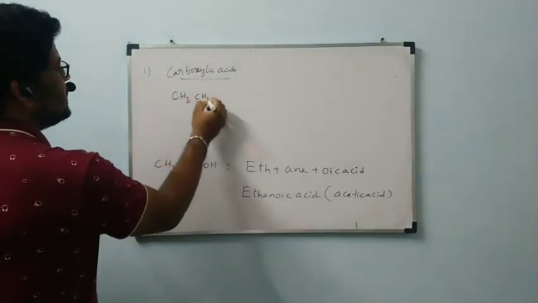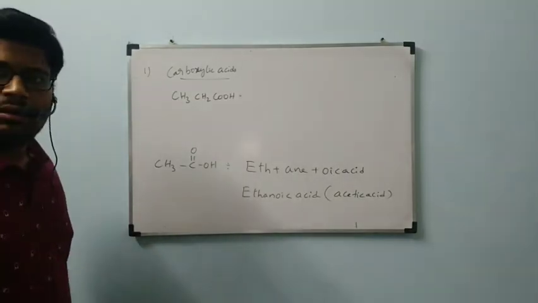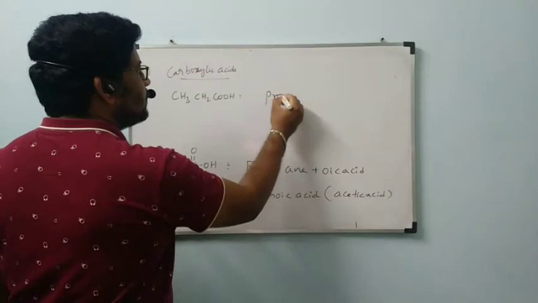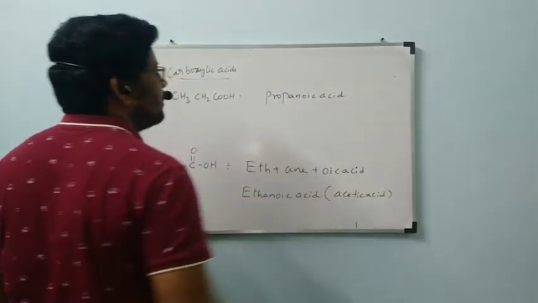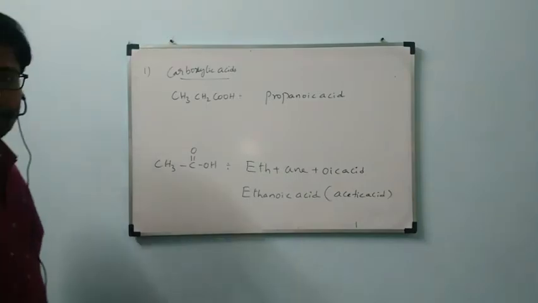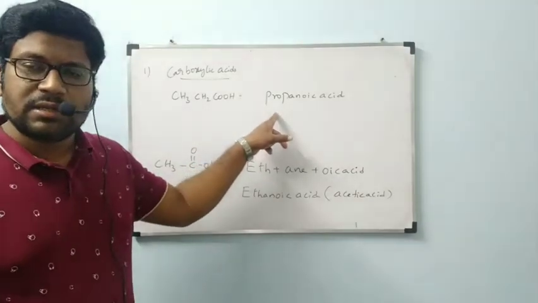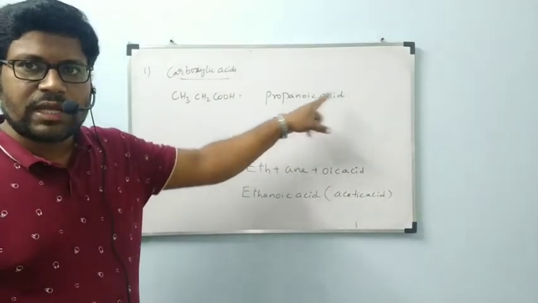CH3, CH2, COOH. What is the name of this compound? Propanoic acid. Three carbons are there totally. 3 carbons, root word prop, all are single bonds, an, propan, carboxylic acid, oic acid.